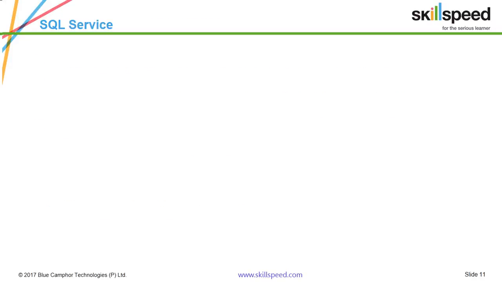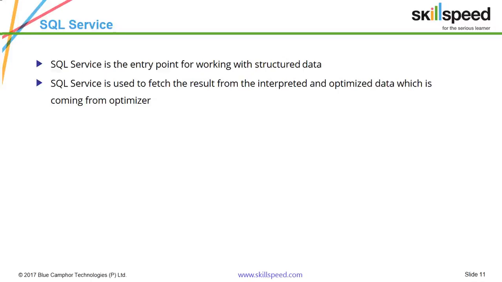The last component of our Spark SQL library is called SQL Service. Now, the SQL Service is basically the entry point for working with structured data, and we will see this when we start the hands-on. The SQL Service is used to fetch the result from the interpreted and optimized data, which is coming from the optimizer. So that means using the SQL Service, you can run queries and collect the data as well.